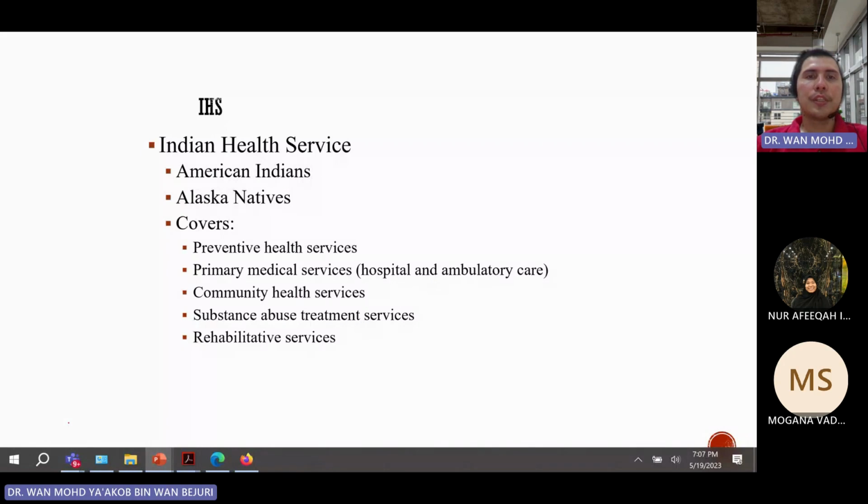Next, the Indian Health Service. This is for American Indians and Alaska Natives. It covers preventive health services, primary medical services, community health services, substance abuse treatment services, and rehabilitative services.